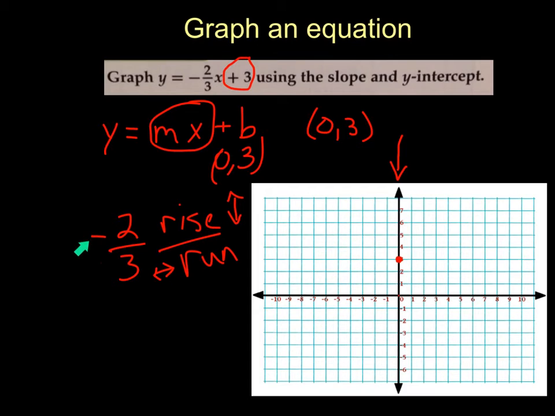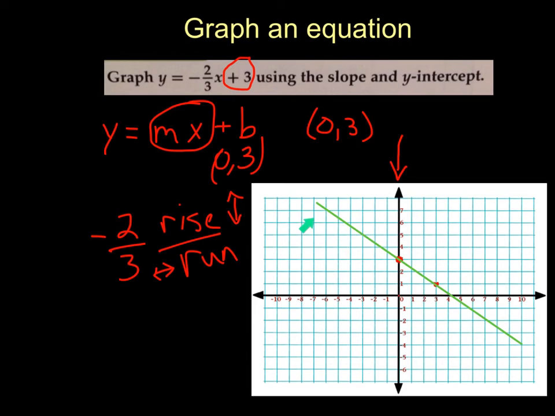So my negative can either go with the rise or it can go with the run. It doesn't matter. I just can't do it with both. So I'm going to take the rise as a negative 2. That means I go down 2, and the run is a positive 3. 1, 2, 3. So I place my point here at 3, 1. Now once I have 2 points, all I need to do is draw a straight line that goes through those 2 points, and that will be my line that I can graph from this equation.